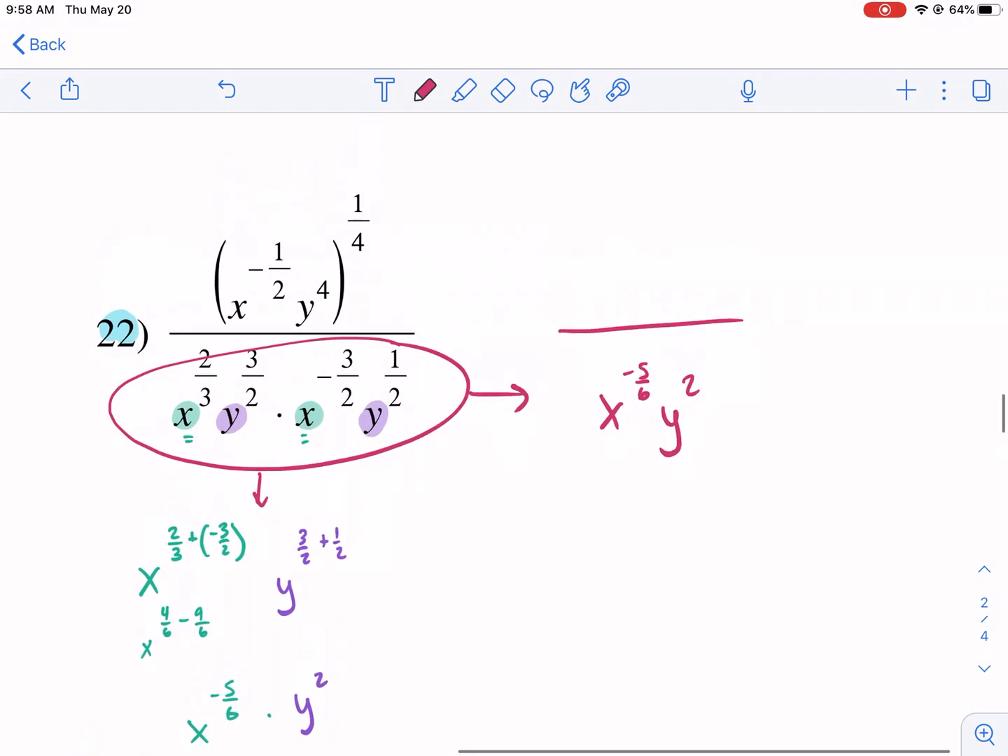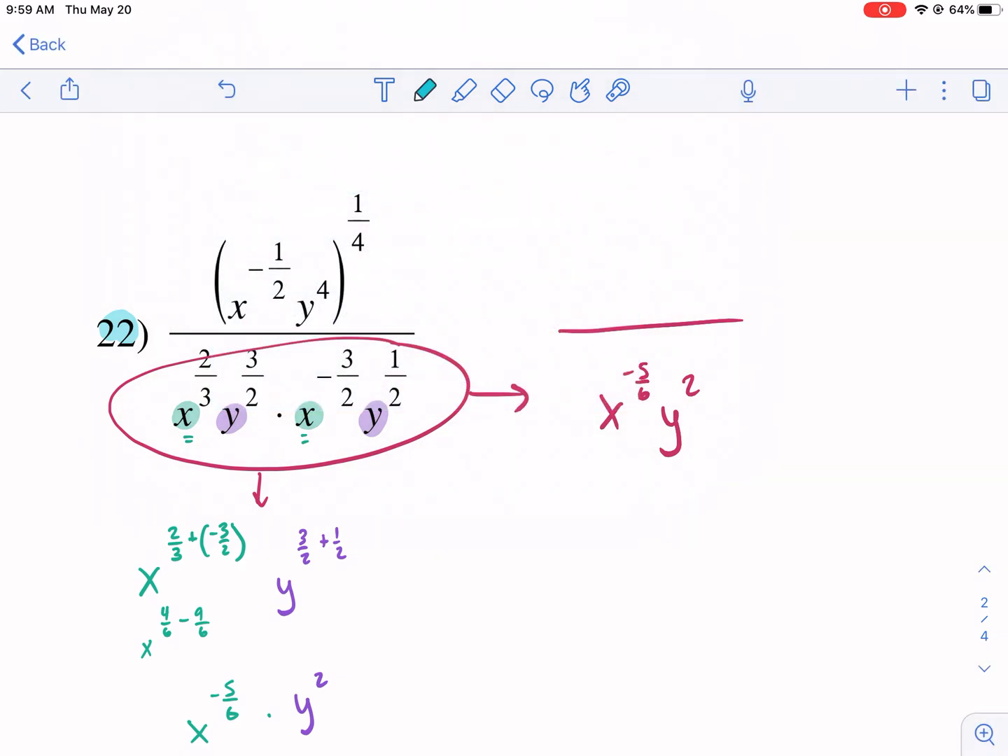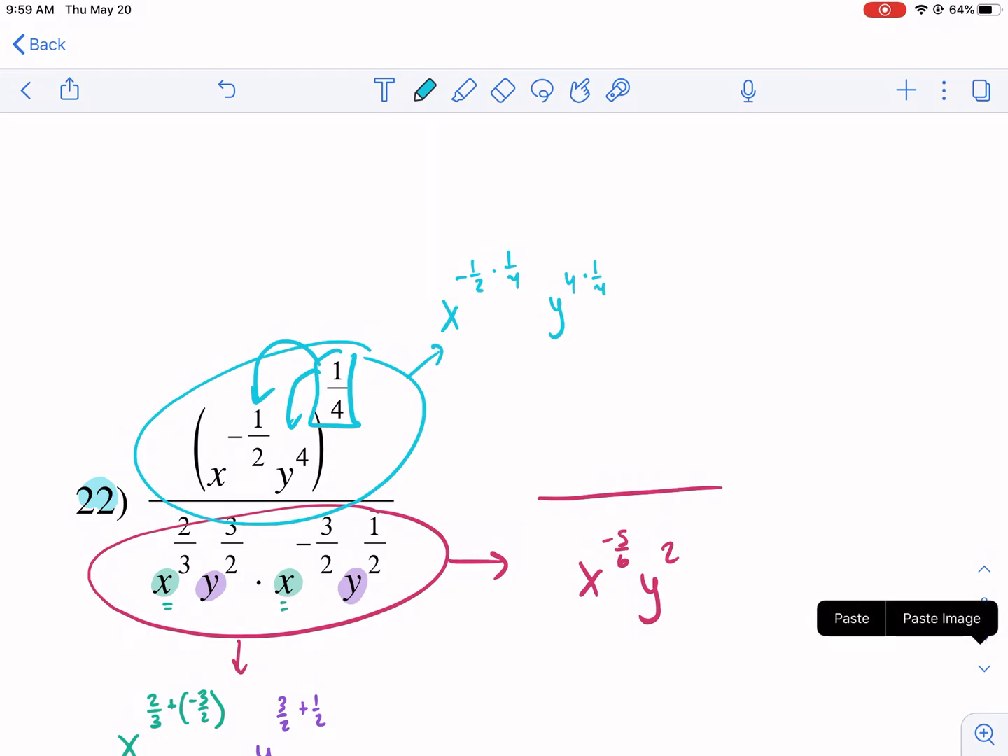Okay, I started from the bottom. Now I'm here in the numerator. Let's use blue. Okay, so we're going to simplify this guy. We're going to distribute, essentially, this. We're going to raise each one of these to the 1/4 power. So we have x to the negative 1/2 times 1/4. And then we have y to the 4th times 1/4. Again, the y is the easier of the two. We're going to get y to the 1st power. And then we have the tough one, which is x to the negative 1 over 8.